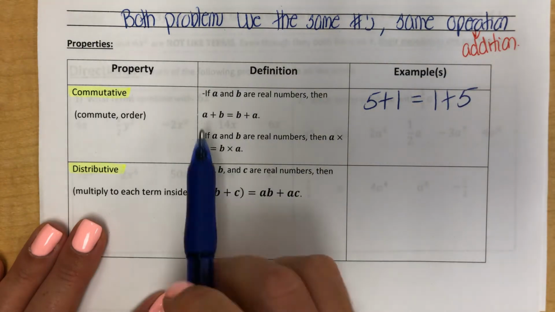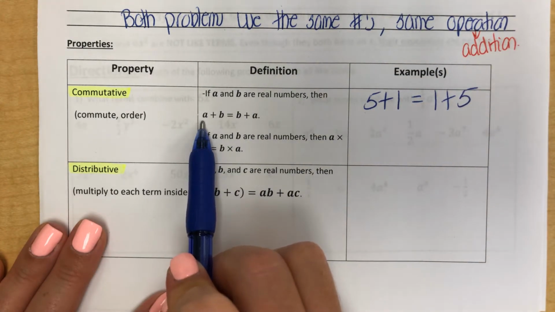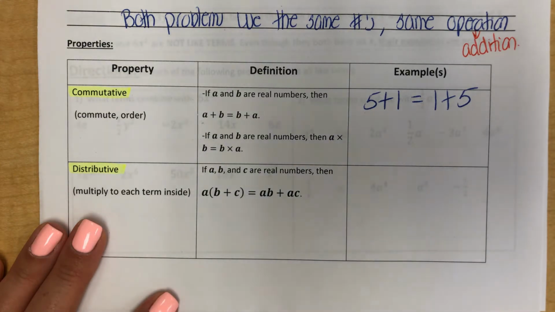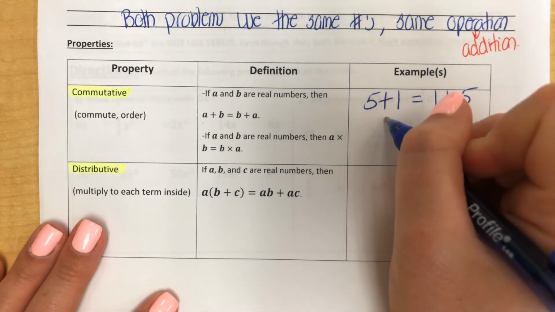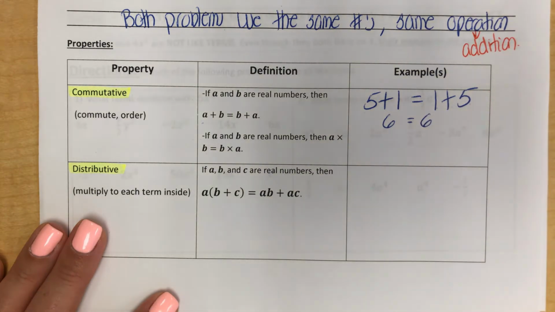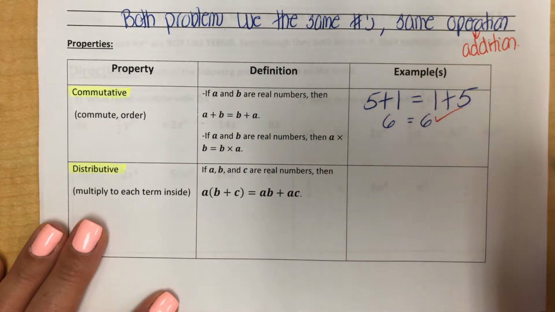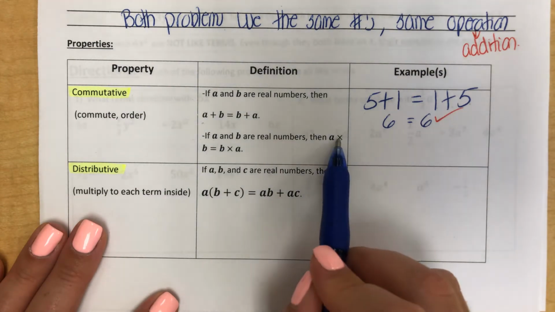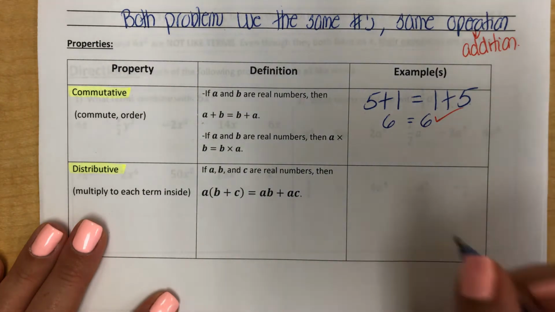I'm just replacing these letters, these variables, with numbers. And I know that's going to be true because 5 plus 1 is 6, and 1 plus 5 is 6. So this checks out, and it works very nicely. Same thing with multiplication. Okay, same thing underneath.